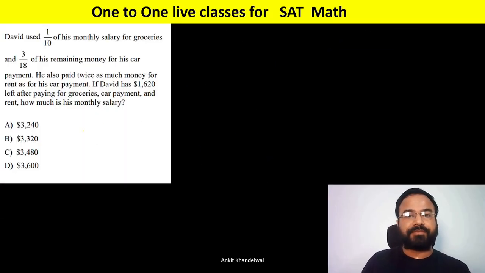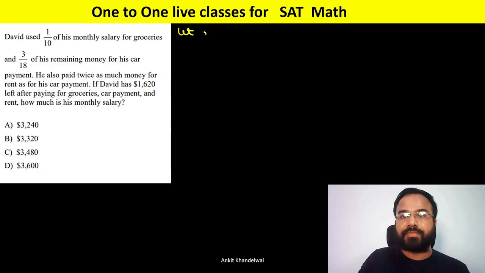Look at this question. It says, David used 1/10 of his monthly salary for groceries, 3/18 of his remaining money for his car payment. He also paid twice as much money for rent as for his car payment. If David has 1620 left after paying for groceries, car payment and rent, how much is his monthly salary? So we have to create an equation over here.